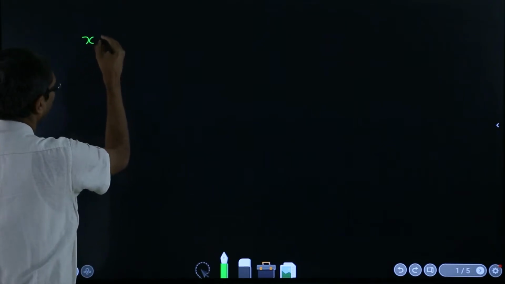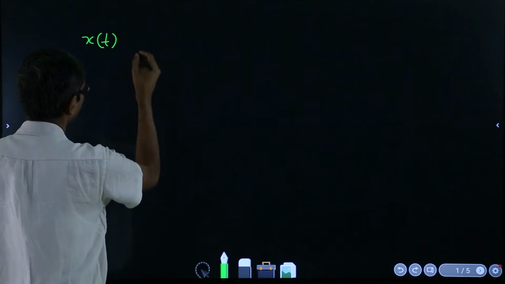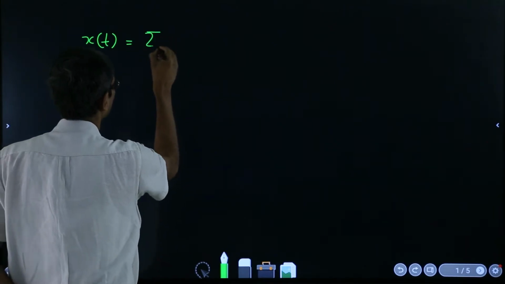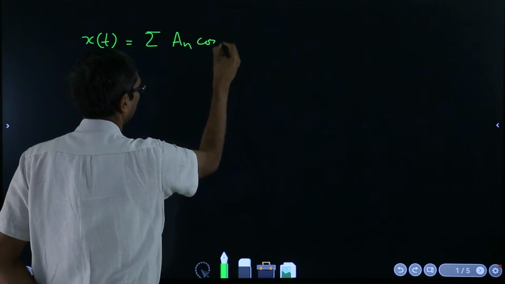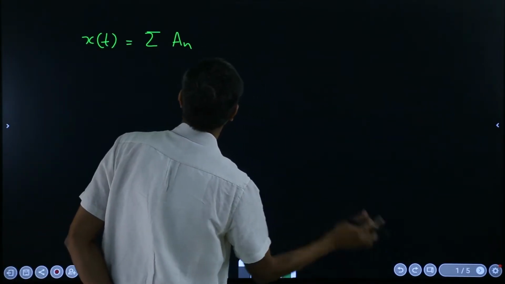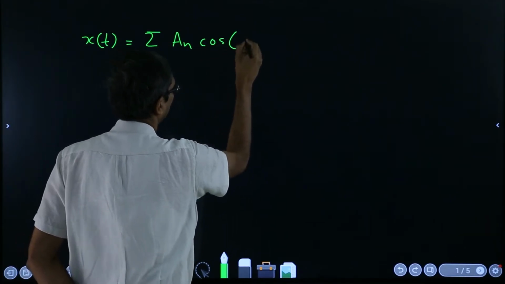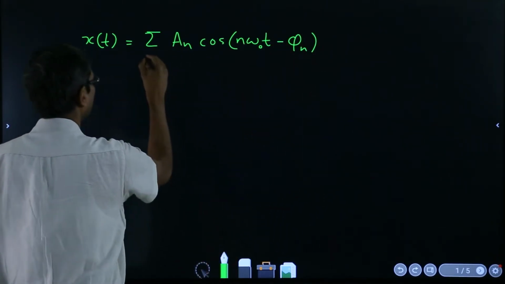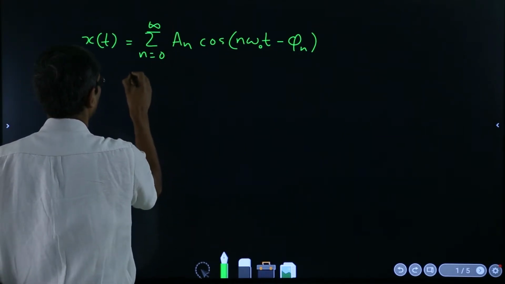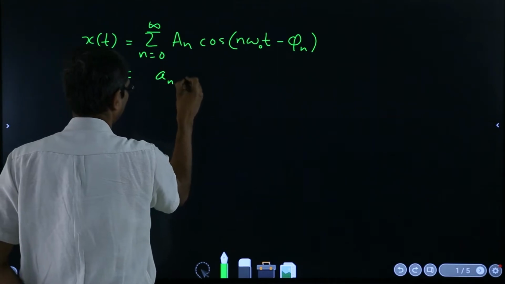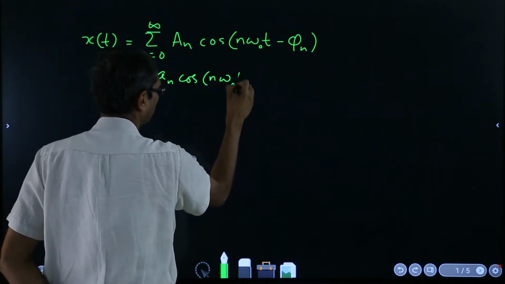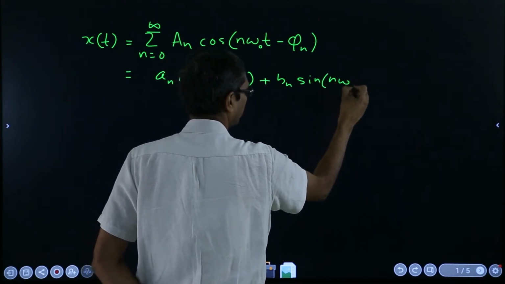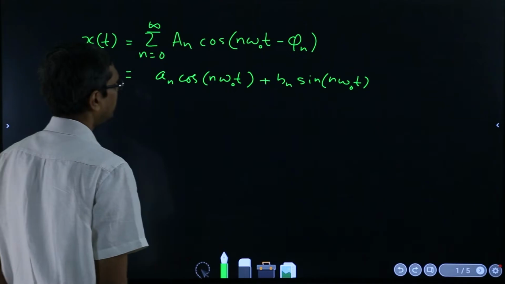Suppose we have a periodic signal x(t). So, either you can write it as a summation of An cosine of n omega naught t minus phi n, where n goes from 0 to infinity, or you can have An cosine of n omega naught t plus Bn sine n omega naught t. Okay, so this is where we stopped.